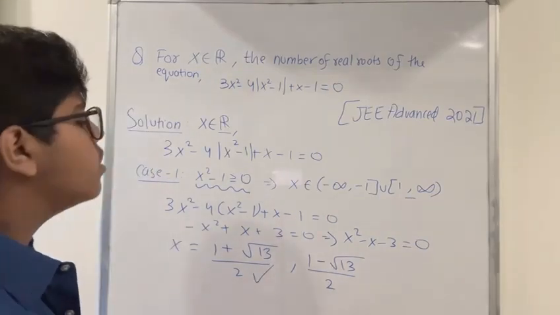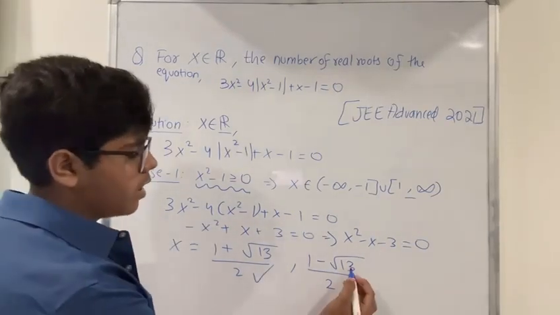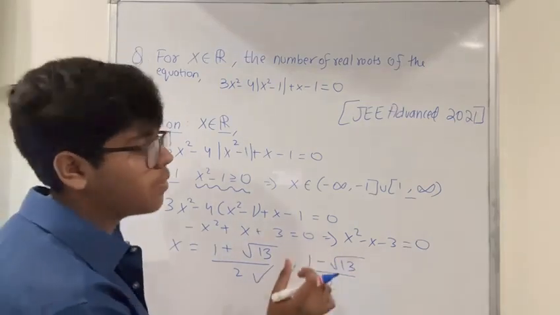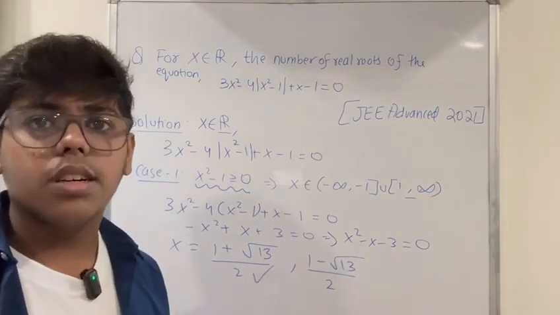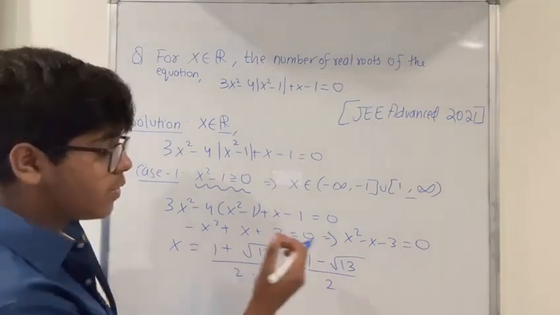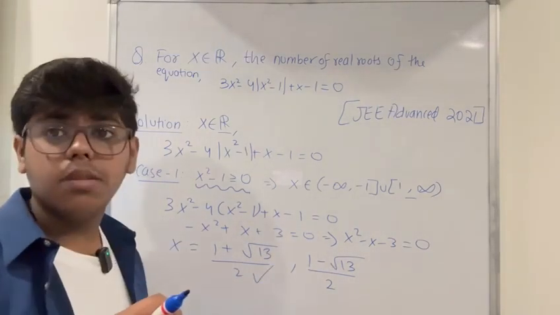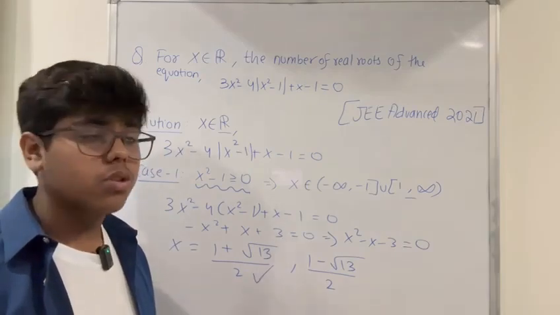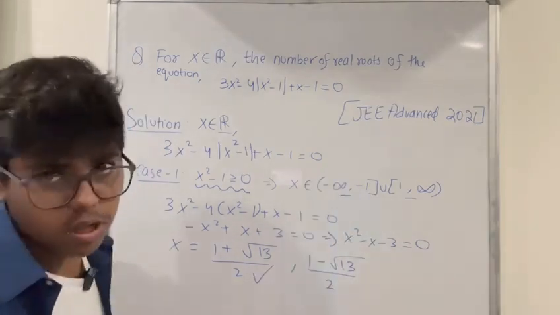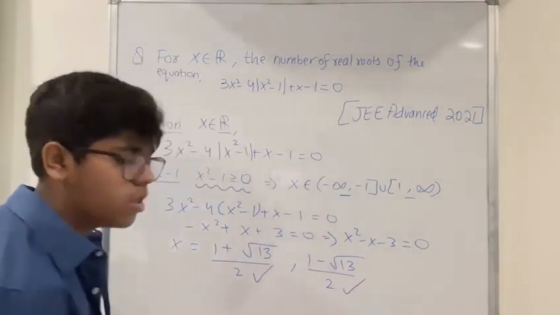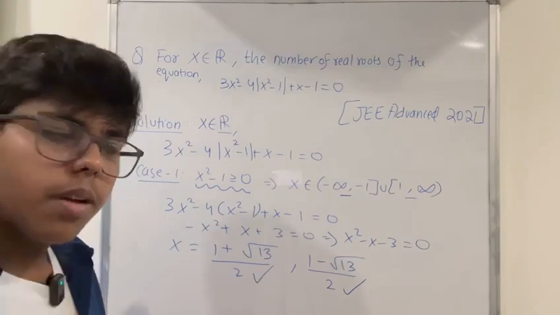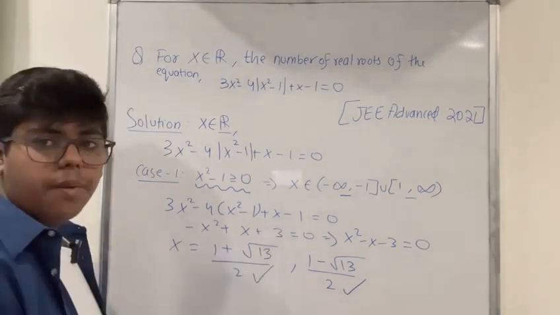So this solution is fine, it's great. Now for the second solution, we can see that again root 13 lies between 3 and 4, and when you take that quantity away from 1, you get a quantity lying between minus 2 and minus 3. When you divide that by 2, you get something between minus 1 and minus a half, and that also lies in this range. So even this solution is fine, right? Now that was case 1.